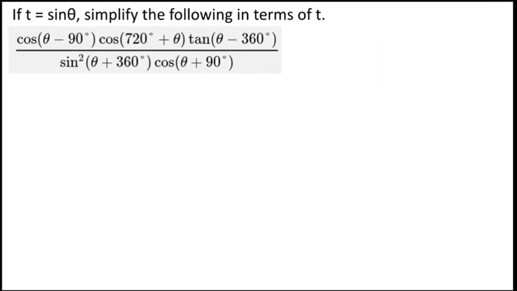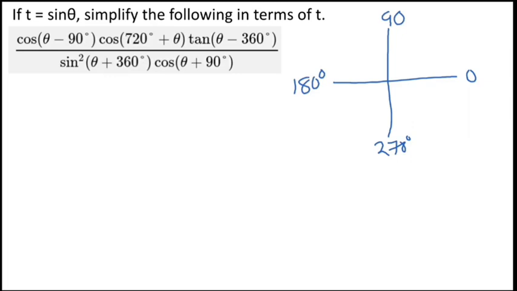Okay, now in this question you're told if t equals sine theta, simplify the following in terms of t. Again, I can see a lot of angles that I need to reduce to acute, so quickly make my diagram, okay? And then I know that's where 0 is, that's where 90 is, that's where 180 is, that's where 270 is. Okay, let's go. So cos of theta minus 90 is the same as minus 90 plus theta.